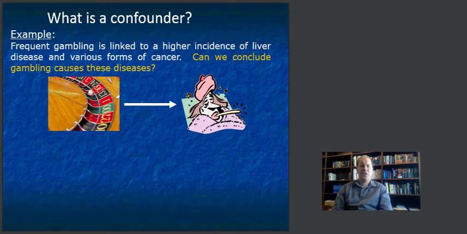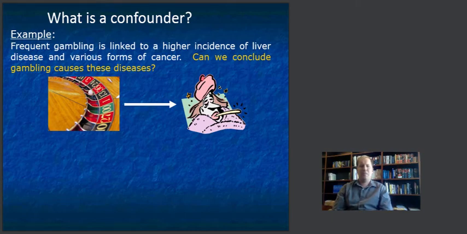Here you've seen a picture of a roulette table, and there's an arrow depicting a sick person at the other end of the arrow. This is the directionality I was talking about earlier. Gambling causes sickness. The arrow denotes the concept of cause in a specific direction, as opposed to sickness causes gambling, in which case the arrow would go in the opposite direction.